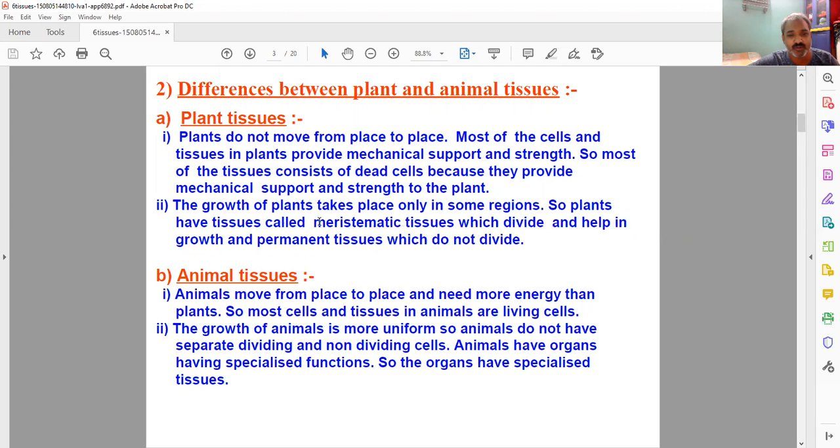The second point: growth of plants takes place only in some regions. This is the important part. In plants, there are certain parts which can divide their cells, and the others cannot. But in animals, all the parts of the body can grow uniformly. The brain will grow, skin will grow, bones will grow, every part. But in plants, there are certain fixed areas, and that is called meristematic tissue. These tissues are the growing or dividing tissue.